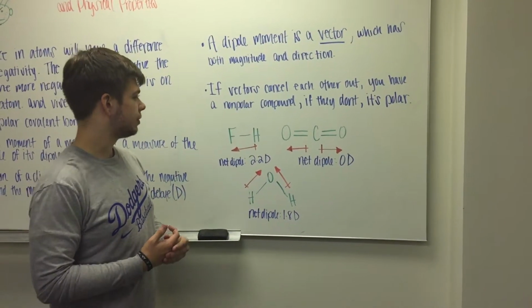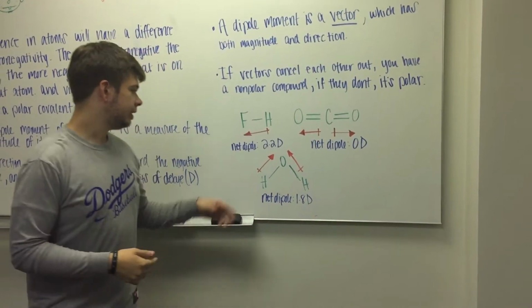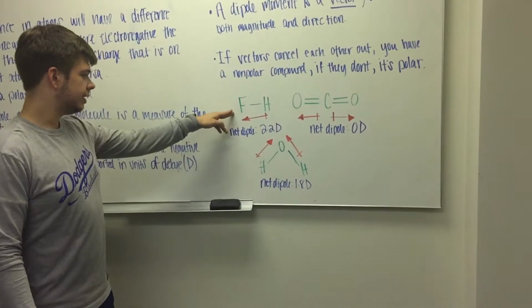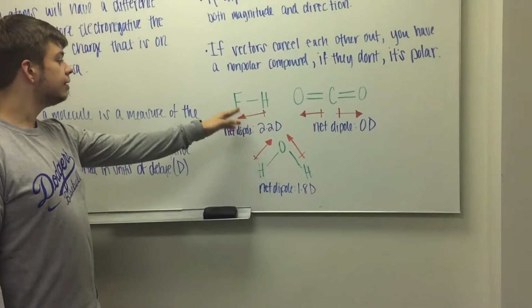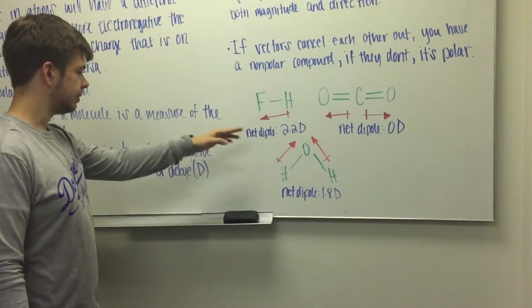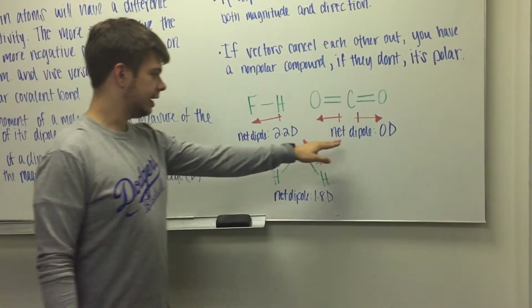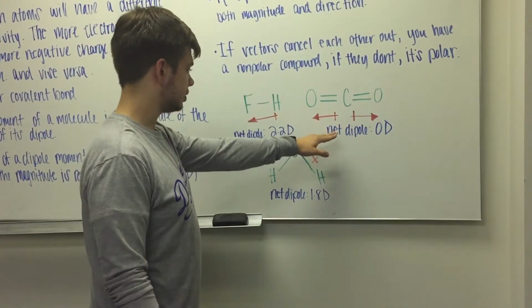A dipole moment is a vector, and a vector, by definition, has both magnitude and direction. If the vectors cancel each other out, then you have a nonpolar compound. And if they don't, then it's polar. Here we have some examples. In this HF bond, fluorine is the most electronegative, so it pulls the electrons that way, which has a net dipole of 2.2 debye.